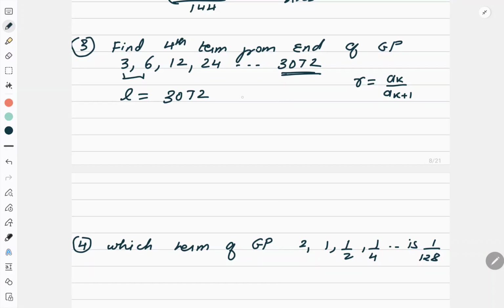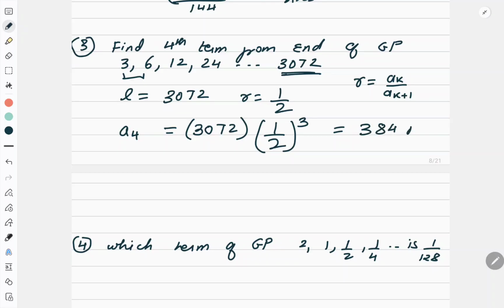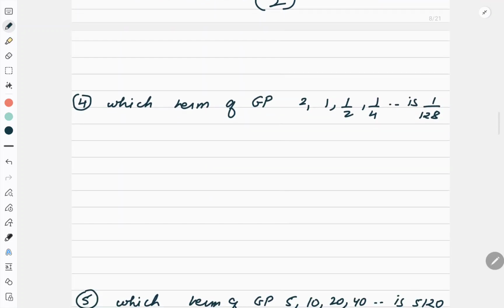So my common ratio will be 1 by 2 when you are looking from the back side, right? And they are asking me the fourth term. So A4 from the back is equal to L R to the power n minus 1, that is 3, right? And this value is nothing but 384, which is my answer. Correct? Now let's move to the next question.